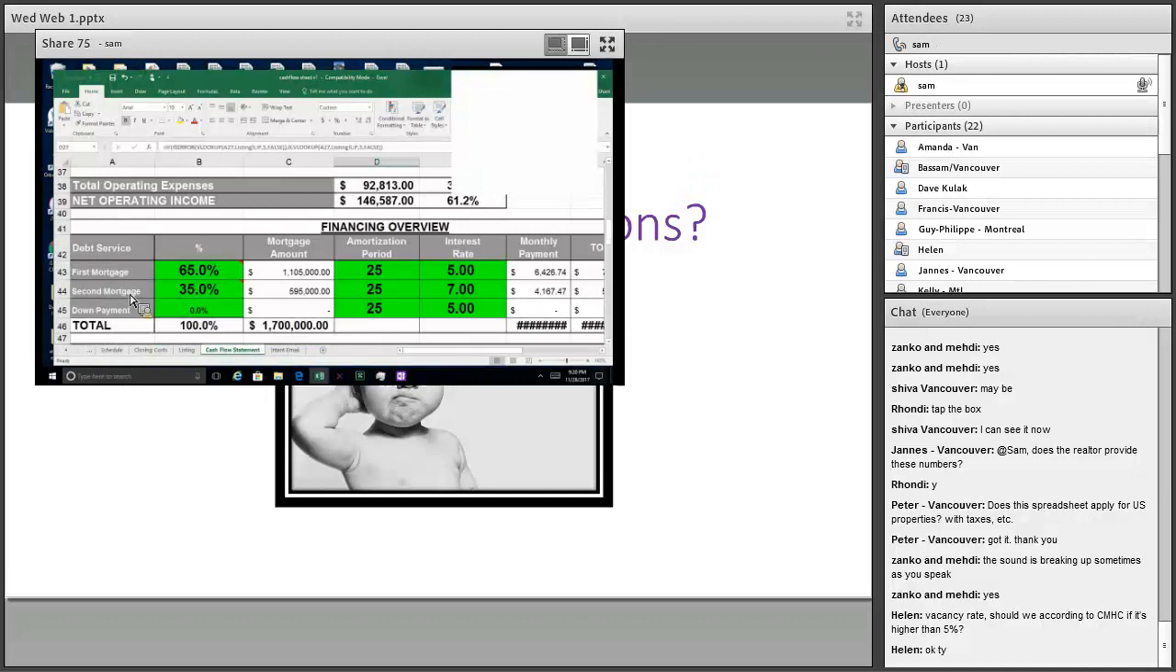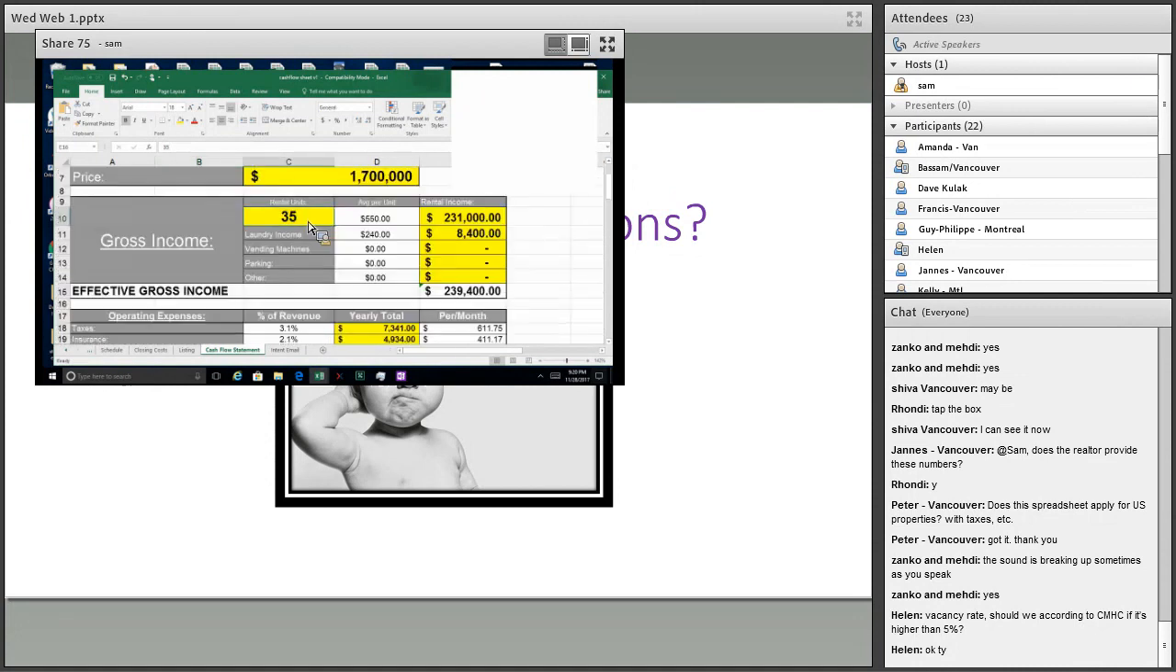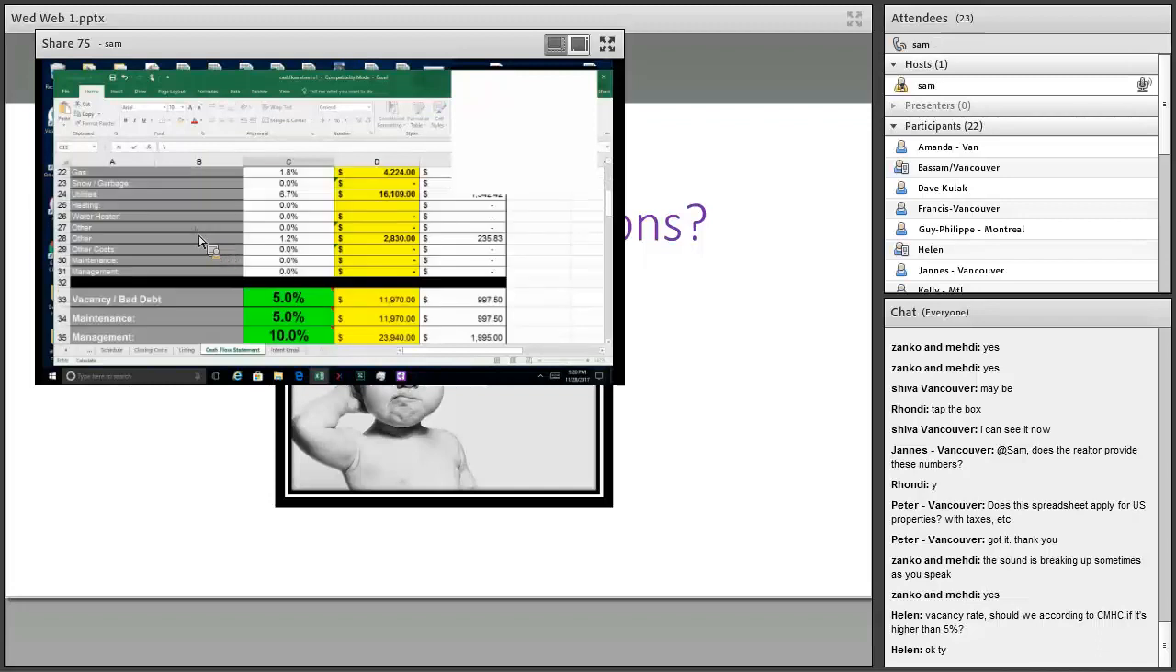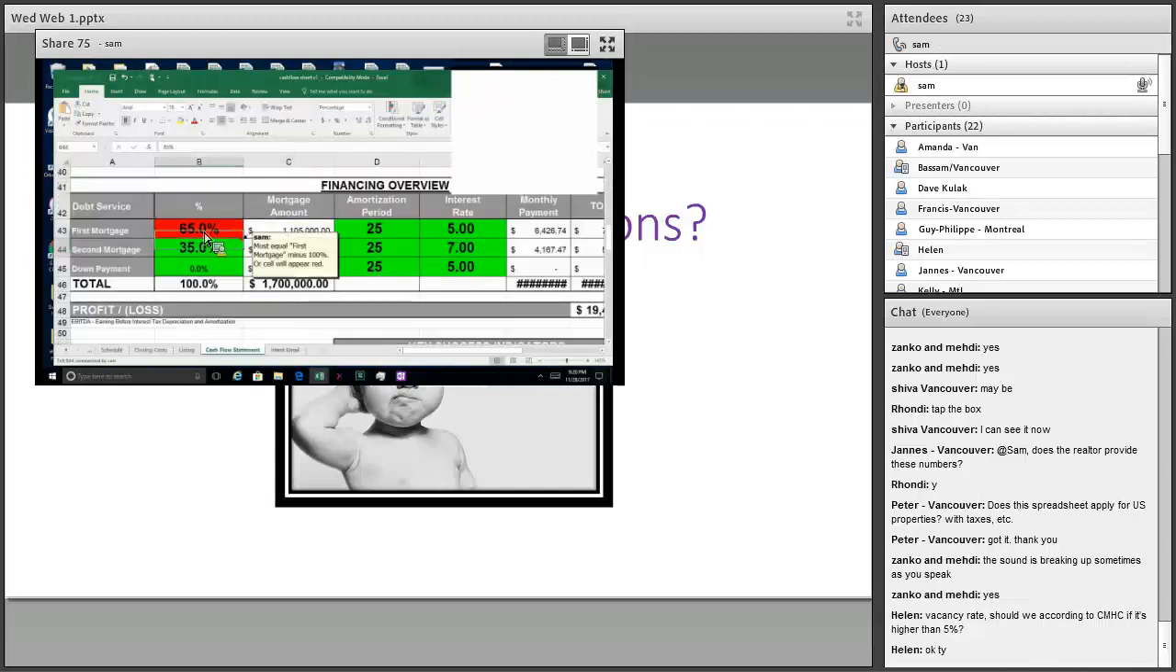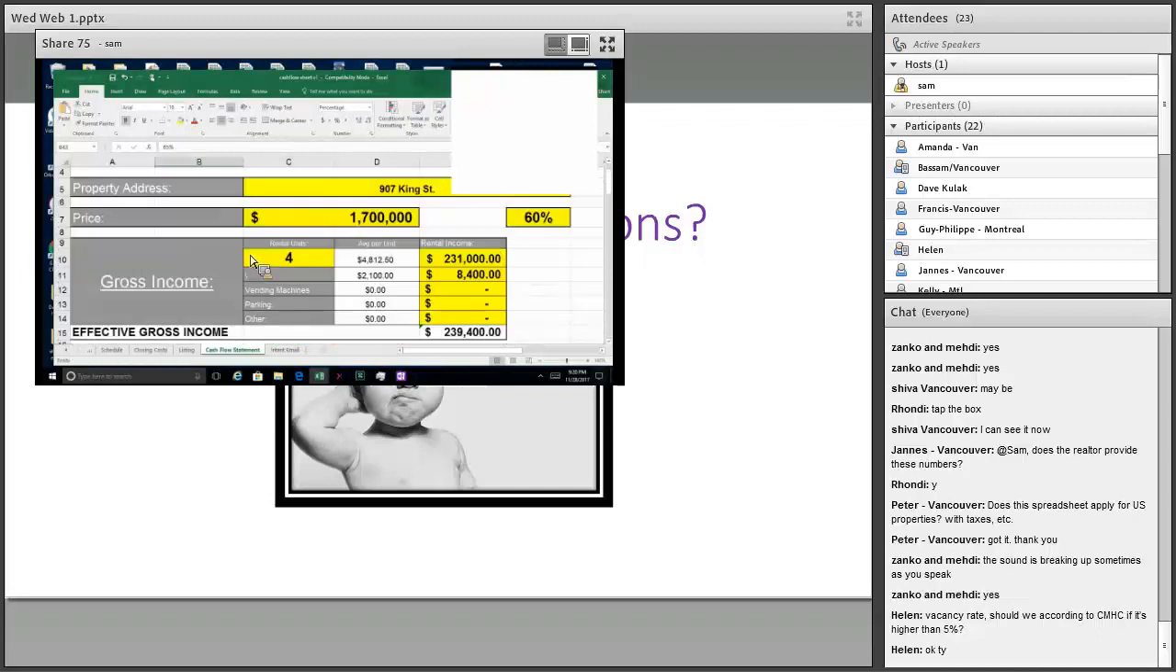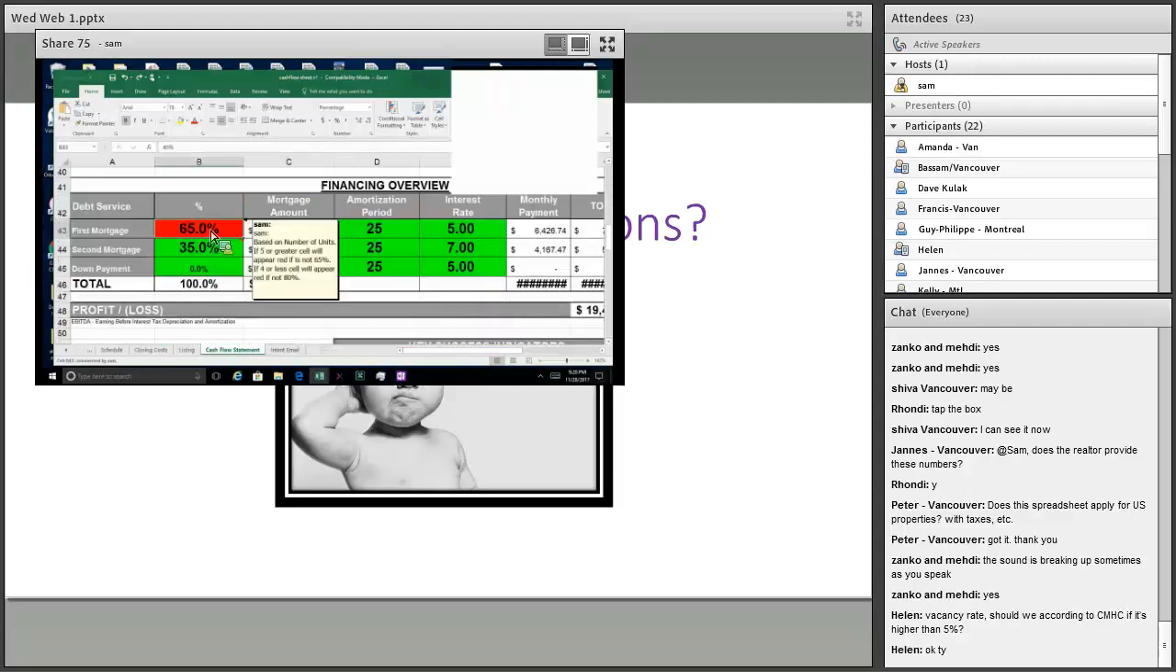All right, so financing. The first mortgage says 65, second mortgage says 35. The reason that's in green is because there's 35 units, okay? Now, if I went to 4 units, you see that it becomes red. It's because 4 units or less is considered residential. It's counted as residential property, and that would be pretty standard, 80 and 20. Okay, and you see they become green.